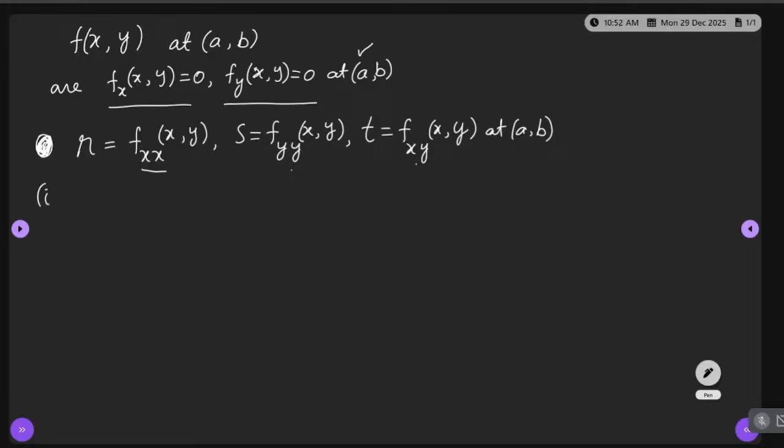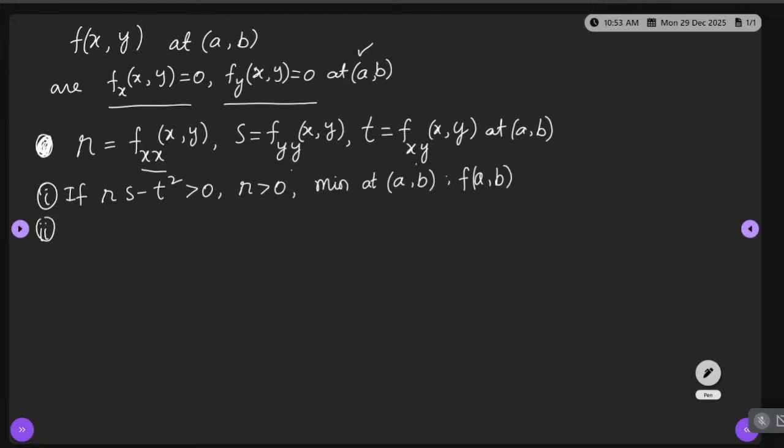Now write down the conditions. If rs minus t square is greater than 0 and r greater than 0, then the function attains minima at (a,b), and f of (a,b) is a minimum value.